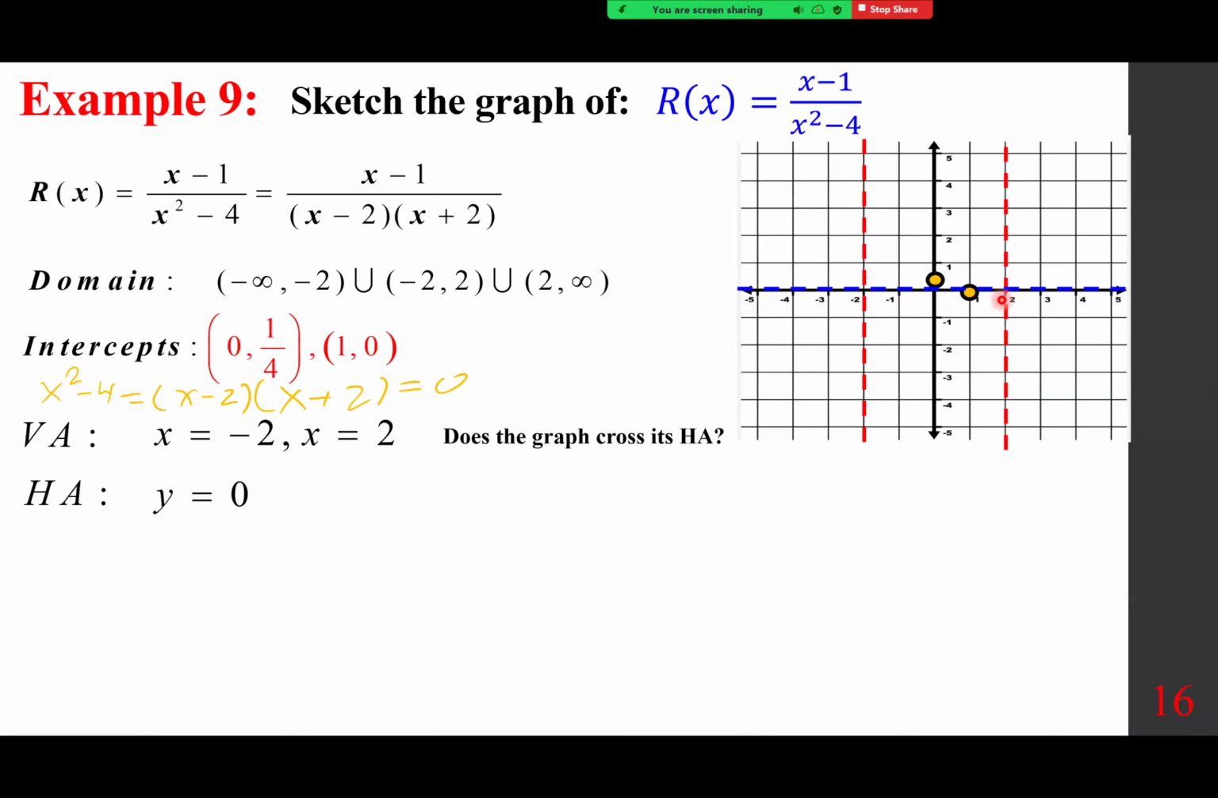So does the graph cross its horizontal asymptote? We don't know. We set the function equal to this. In fact, we already have the answer, okay, (1, 0). Because when you set this equal to 0, that means you set the numerator equal to 0, and we already knew that. So yes, it does. At the x-intercept of (1, 0), it does.